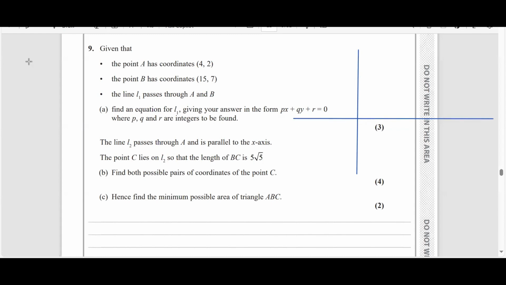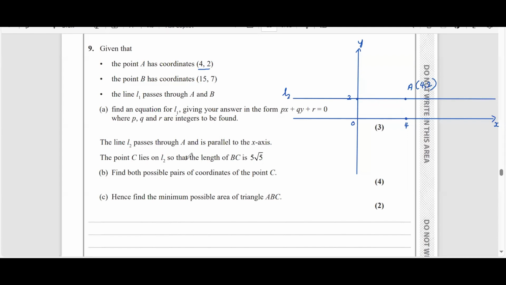Now, the point A is given as (4, 2). So let this be the origin. 4, let's say here, and 2 is over here. This is the x-axis and this is the y-axis. So this is A, (4, 2). Now the line L2 passes through A and is parallel to the x-axis, which means this is the line L2.